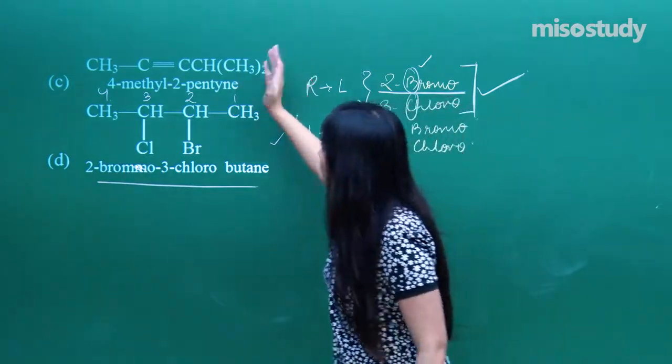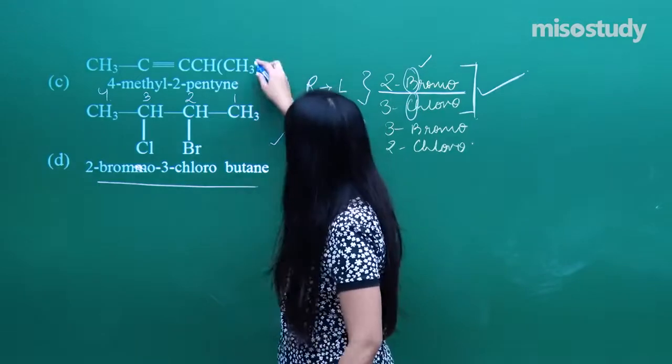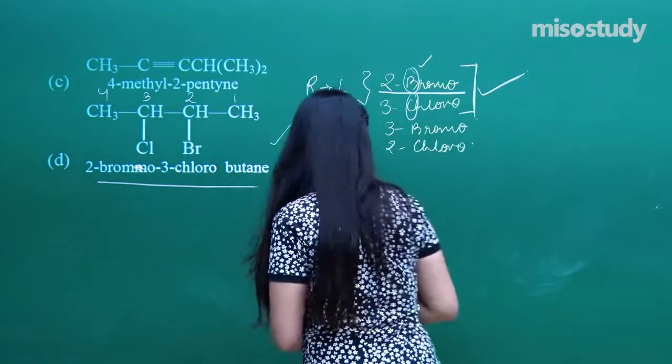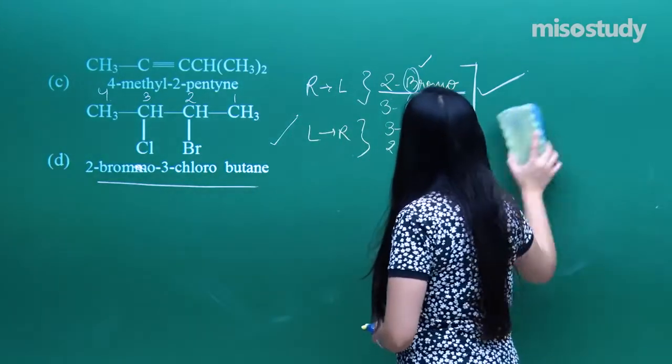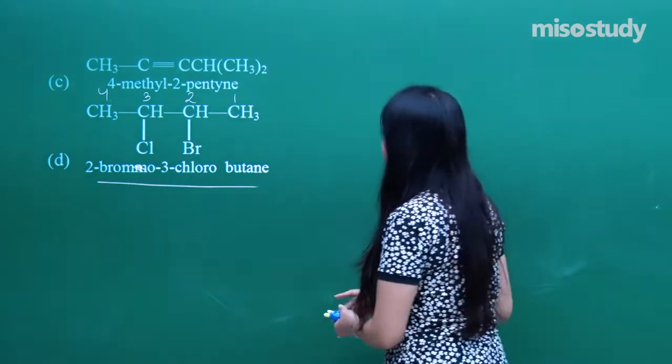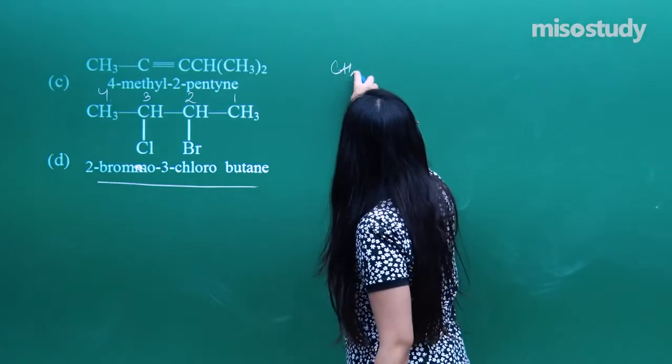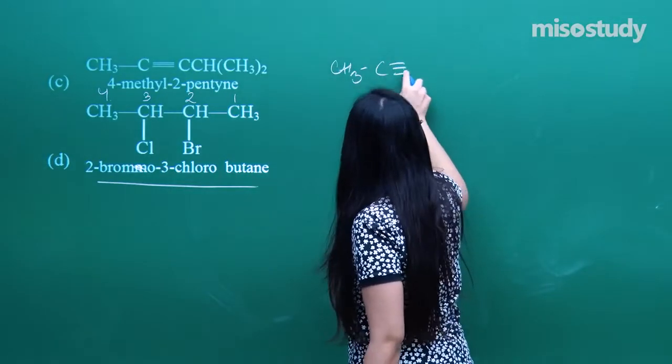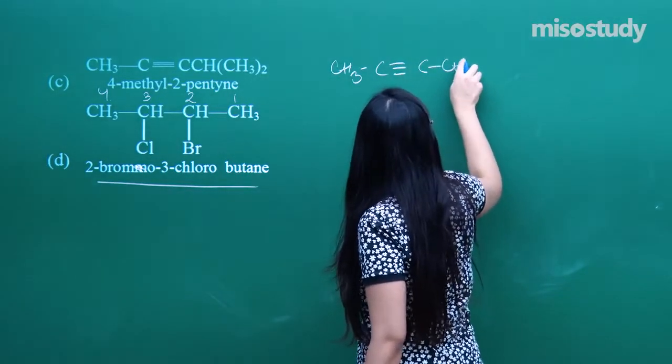Now let's move on to the other one. Here what do we have? Here we require certain expanding. So let's just expand the structure and check for the answer, whether they have given the correct answer or not.